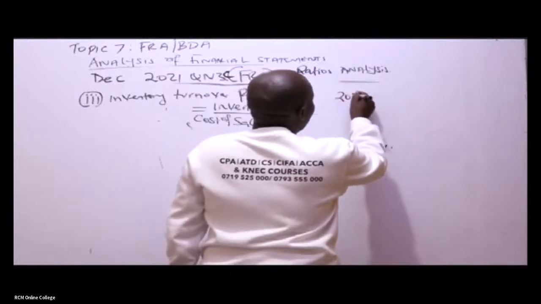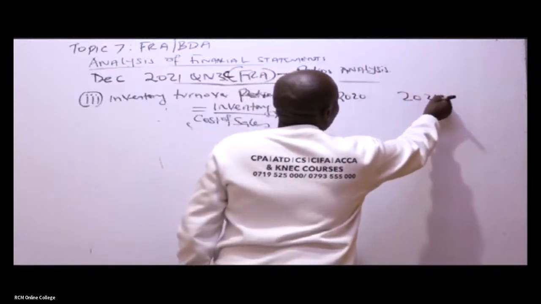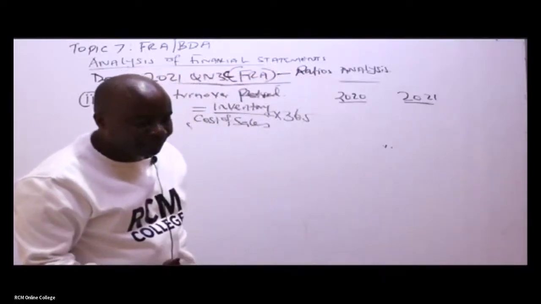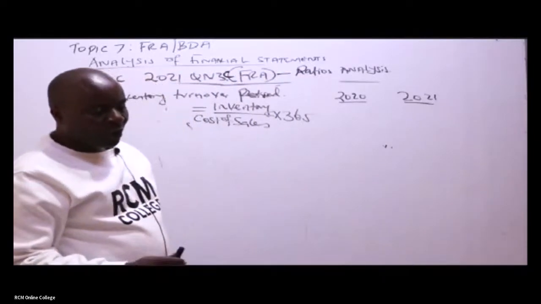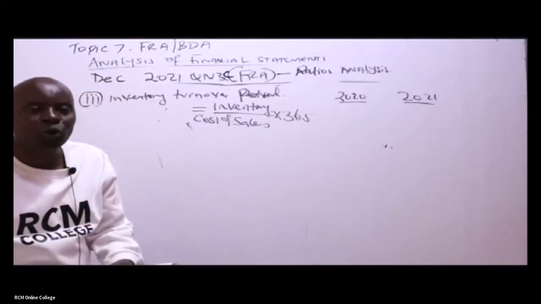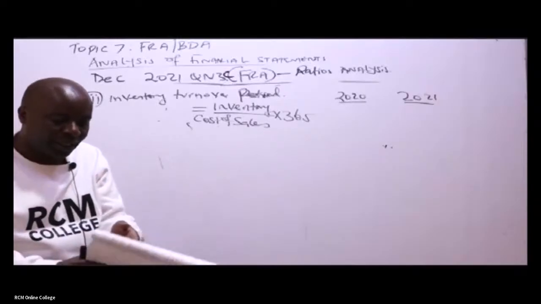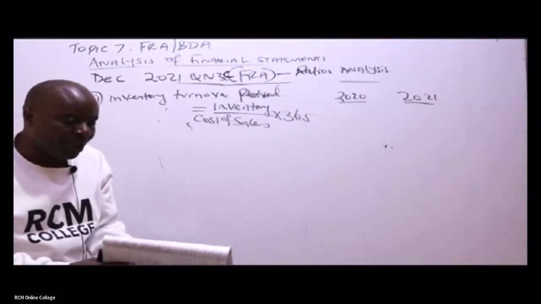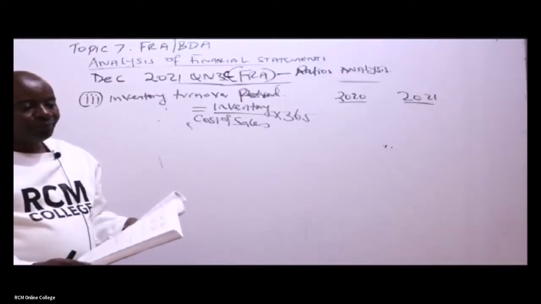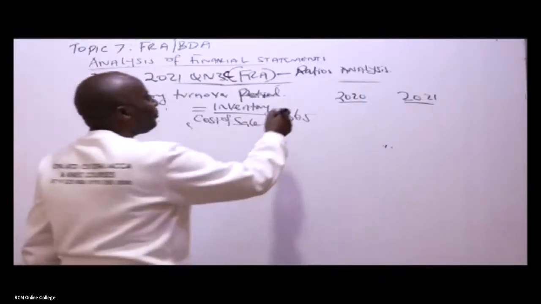We have 2020, 2021. Are you able to see the inventory for 2020? In the inventory figure, go to current assets, pick inventory. How much do we have there under current assets? Pick inventory. 81,000.